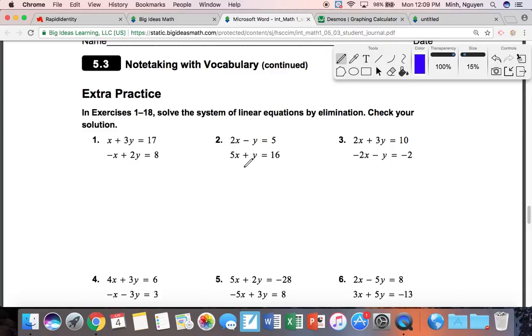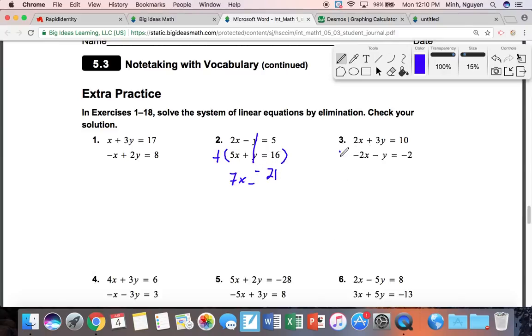Negative y, positive y. So again, when the coefficients are the opposite, you add, and the goal is to eliminate. If you are not getting rid of at least one variable, you're not doing it right. You could pick subtraction or addition, and if it doesn't work out, you'd have to go back and change it. So here we have 2x plus 5x is 7x. Negative 1y plus y is equal to 0, and this is 21. And then you go from here.